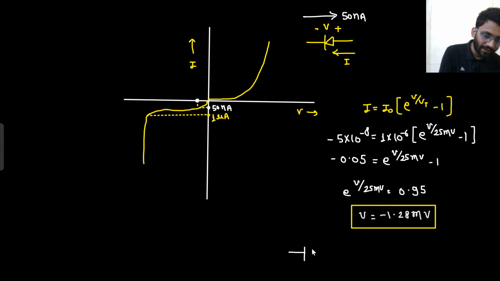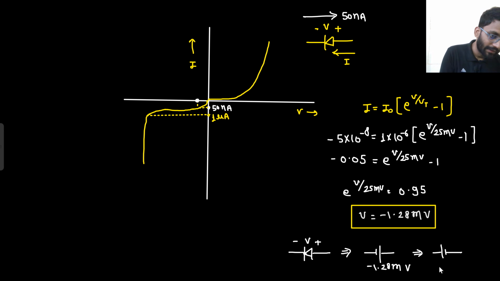So your diode was there and this was your voltage V, right? You would have replaced the diode by this battery and you would have written your voltage V. So you would have written your voltage V to be minus 1.28 millivolt. Say yes or no. Did you understand this? I got V equal to minus 1.28 millivolt. This particular potential I got to know is minus 1.28 millivolt.